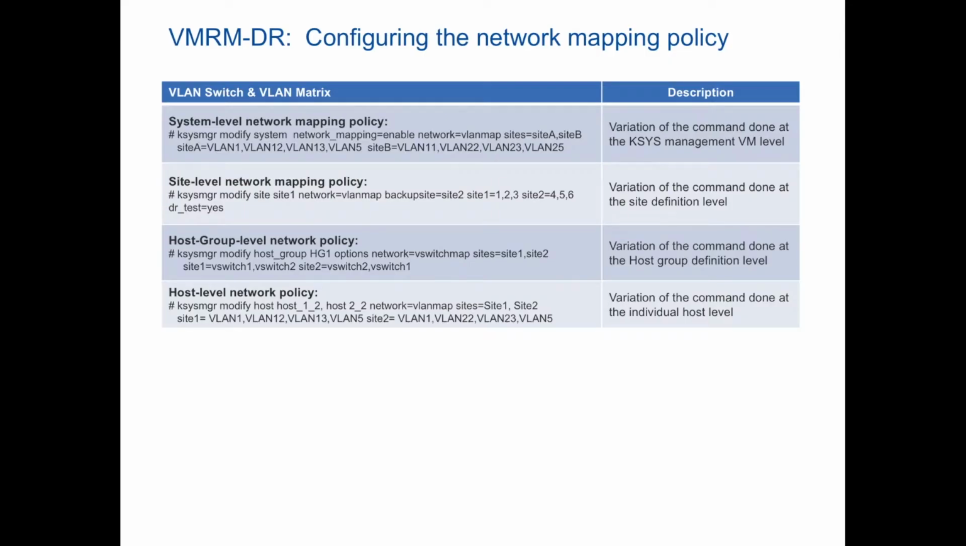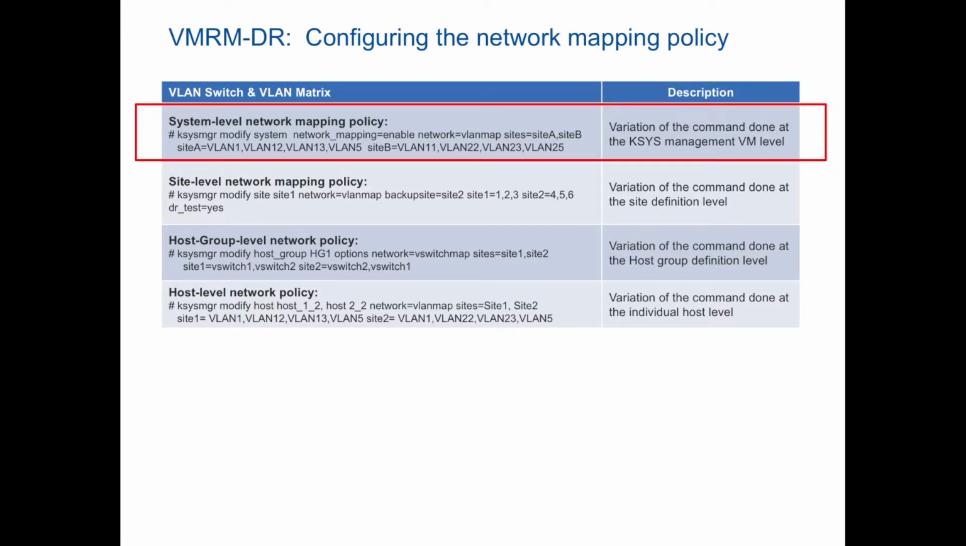Now, beyond that, if I wanted to modify the network mapping policy, I can do it at various levels, just like I could do with the processor and memory modifications. I could do it at the system level, the site level, the host group level, or the individual VMs. So for the demonstration, I'll be making the modification at the system level. First I'm going to do the test where I don't have any type of network mapping policy in place, and then I'm going to make the modification at the system level.